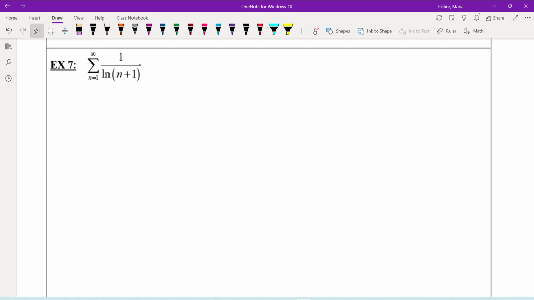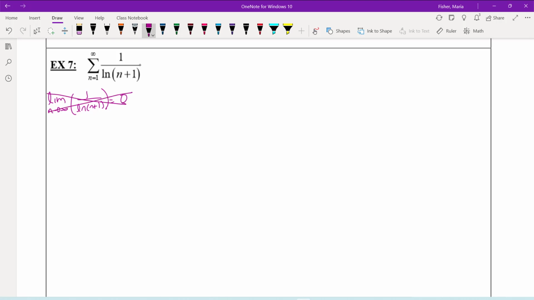Last one, number 7. The sum from n equal 1 to infinity of 1 over the natural log of n plus 1. Well, this is not alternating because I don't have a negative 1 to the n or negative 1 to the n plus 1. It is not a known series, so the first thing I always try is the nth term test. But the problem is that the limit as n goes to infinity of 1 over the natural log of n plus 1 is going to give me 1 over infinity, which is 0, which means that my test fails.